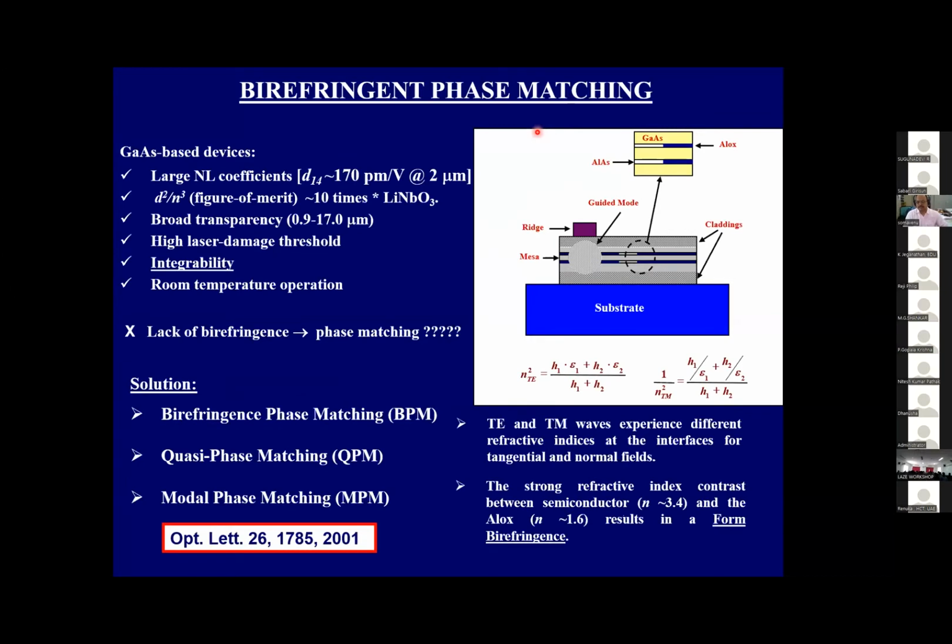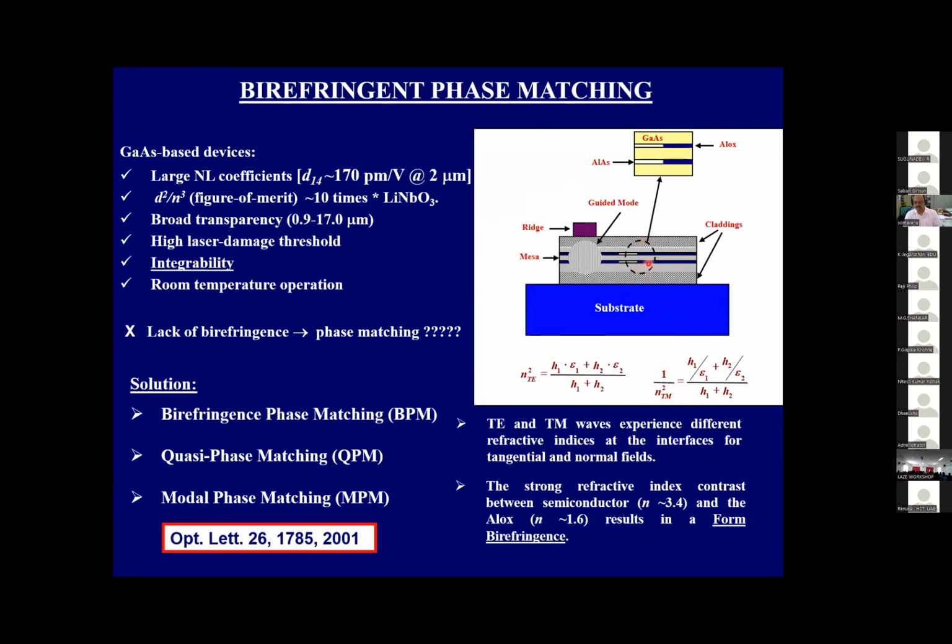So what we do is we make this kind of a waveguide structure using different growth conditions. And when you look at the refractive index of the TE mode and the refractive index of the TM mode, they have different behavior. The TE-TM waves experience different refractive indices at the interfaces for tangential and normal field. So the strong refractive index contrast.